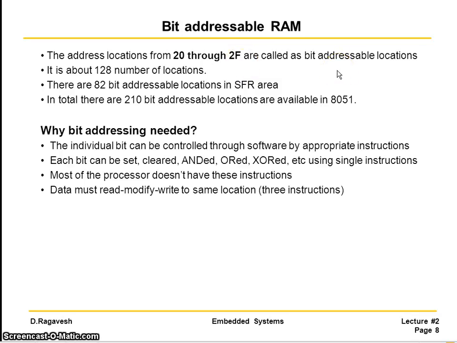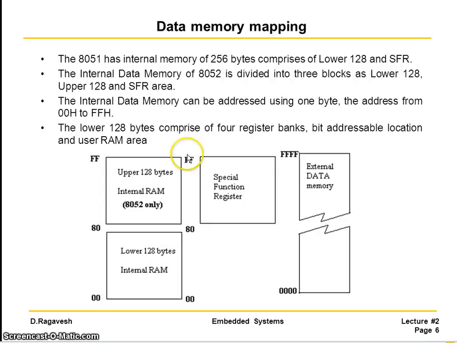As I mentioned earlier, even in the RAM location we have here, 0 to 80 is not all for the user. For the user, it's available only from 40. Up to that we have different functions like registers, bank 0, bank 1, bank 2, bank 3, like that. And also we have a bit addressable location.